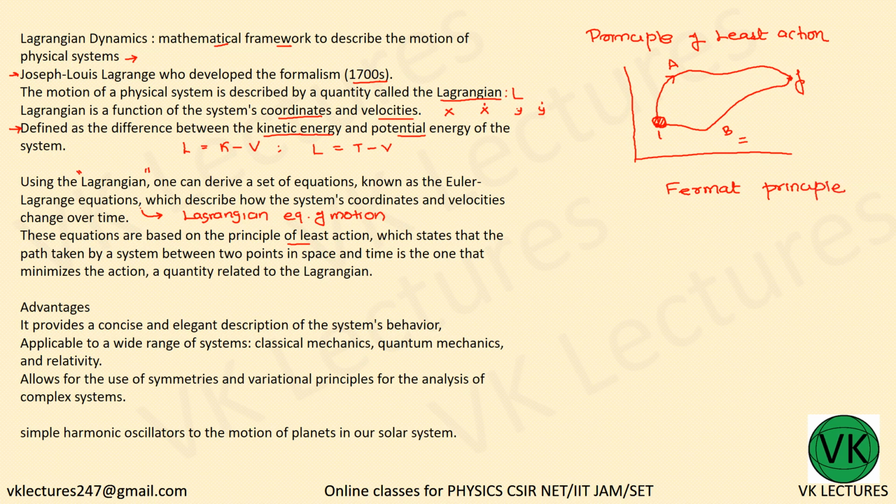Now, a few advantages of using the Lagrangian are that it is concise and elegant for describing the system's behavior. It is also applicable to a wide range of systems in classical, quantum and relativity. It also allows the use of symmetries and variational principles for analysis of complex systems, and the systems can include everything from a simple harmonic oscillator to the motion of planets in our solar system. So these are the different systems where we can apply the Lagrangian.